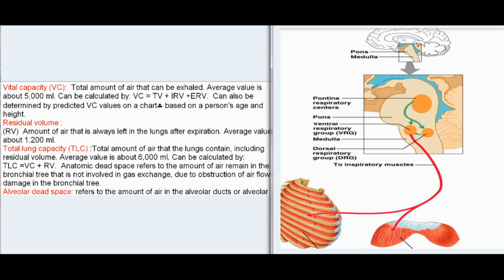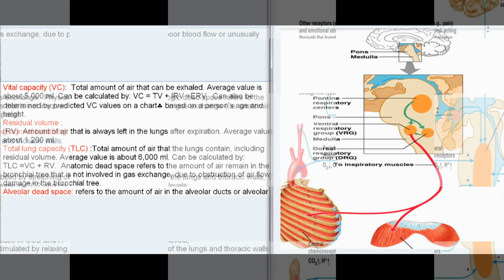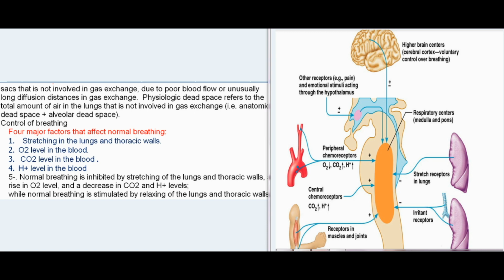Anatomic dead space refers to the amount of air remaining in the bronchial tree that is not involved in gas exchange, due to obstruction of airflow or damage in the bronchial tree. Alveolar dead space refers to the amount of air in the alveolar ducts or alveolar sacs that is not involved in gas exchange, due to poor blood flow or unusually long diffusion distances in gas exchange. Physiologic dead space refers to the total amount of air in the lungs that is not involved in gas exchange, i.e. anatomic dead space and alveolar dead space.